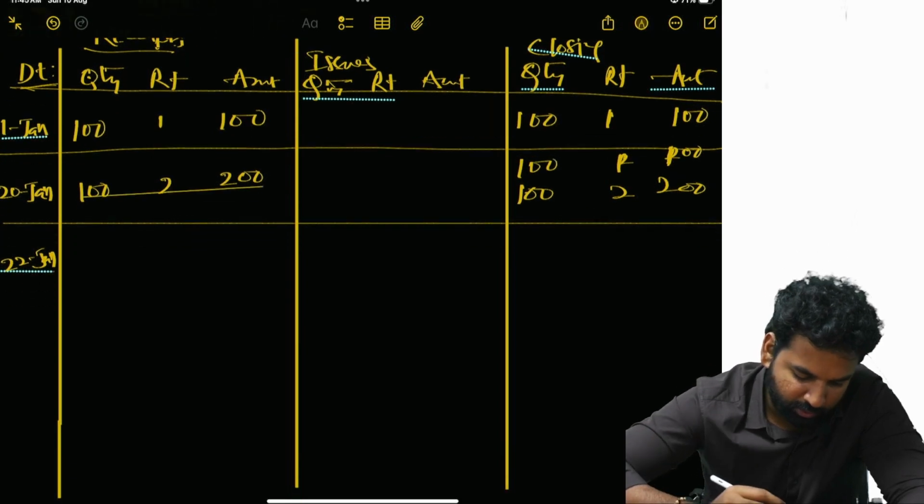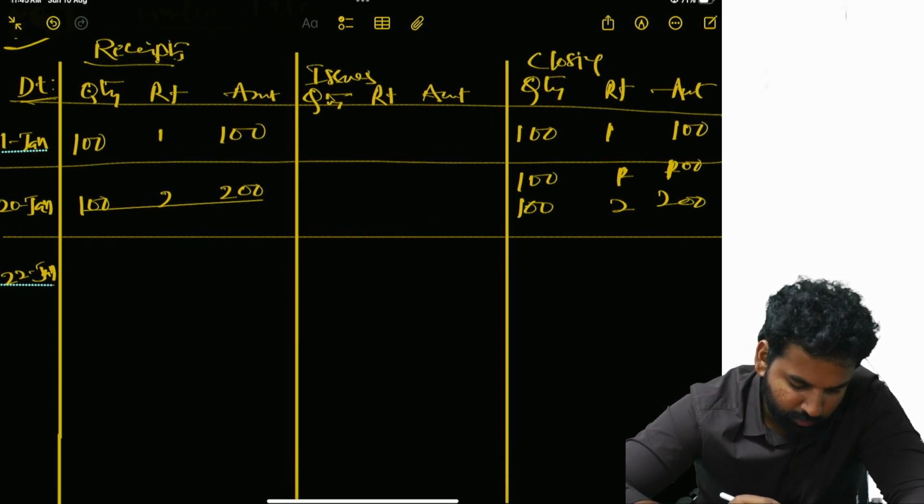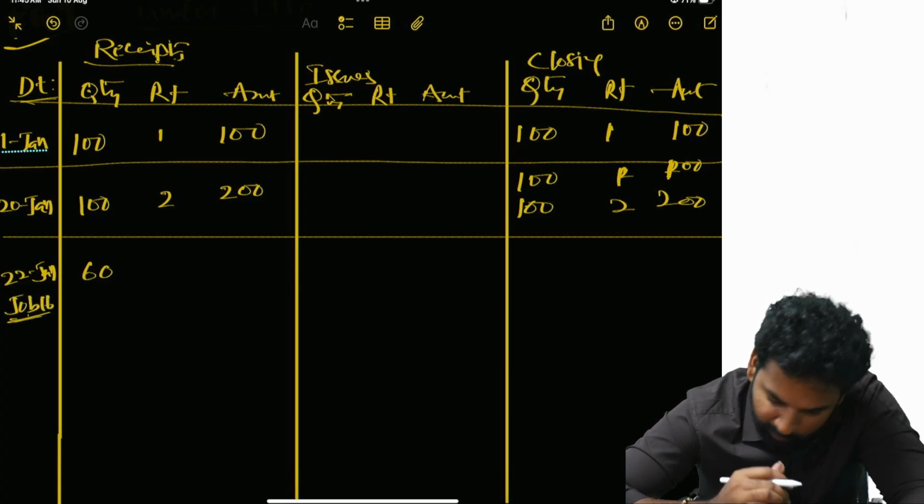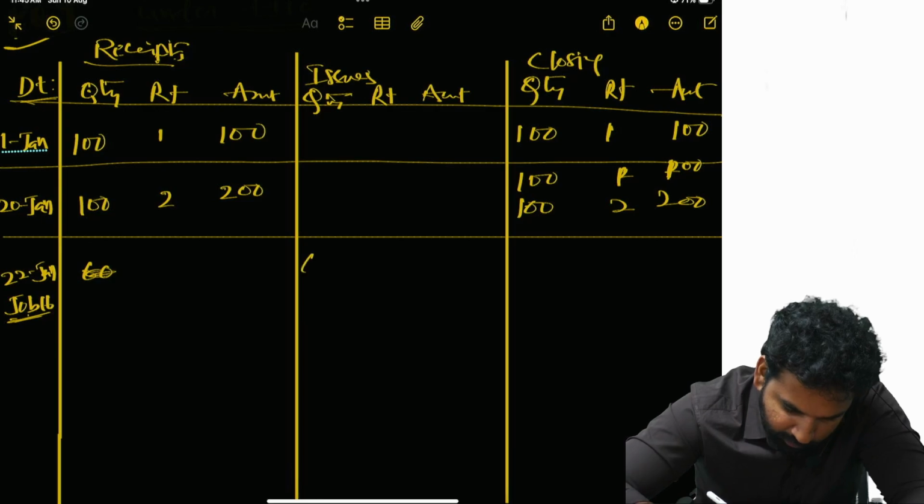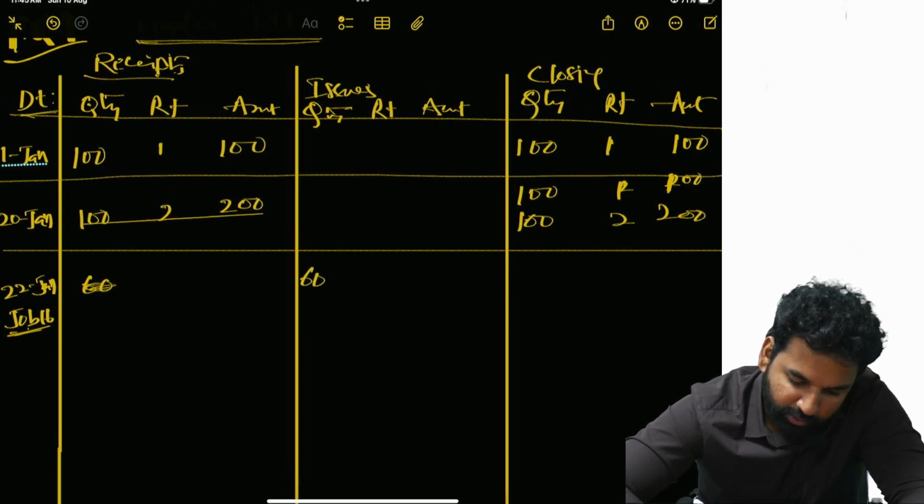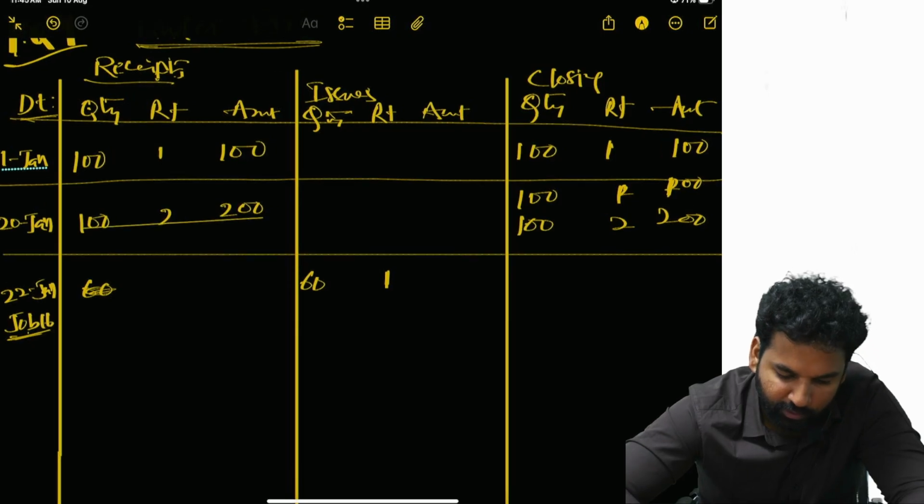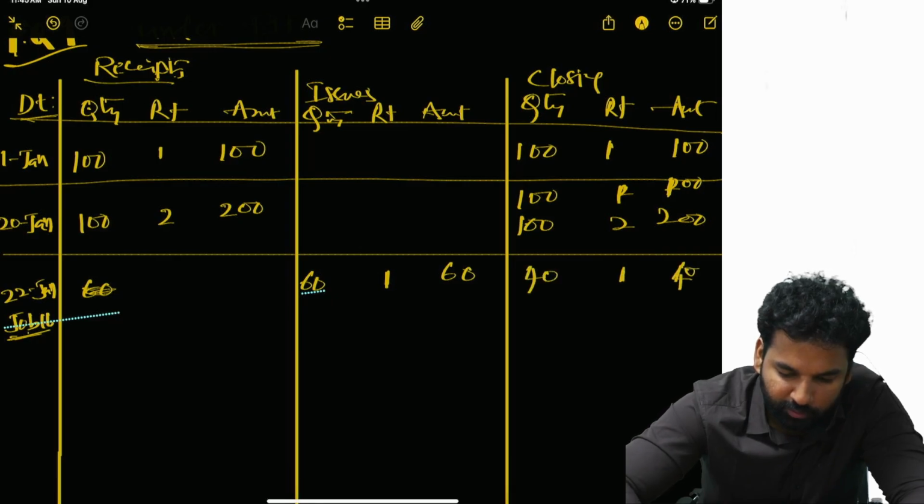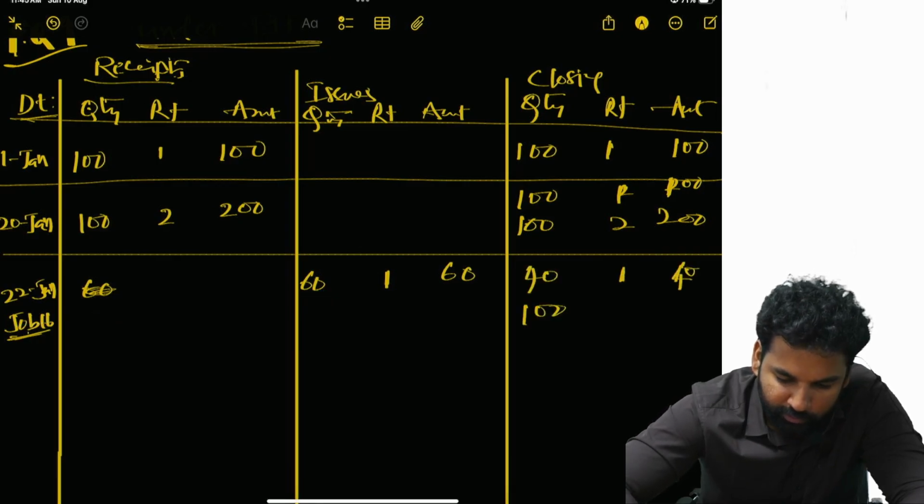Okay. So now on 22nd Jan, what is the issue? 60 per job. Job 16. 60 units. Okay. So under FIFO, the rate will be 1, amount will be 60. So closing will be 40 at 1, 40, and 100 at 2, 200.